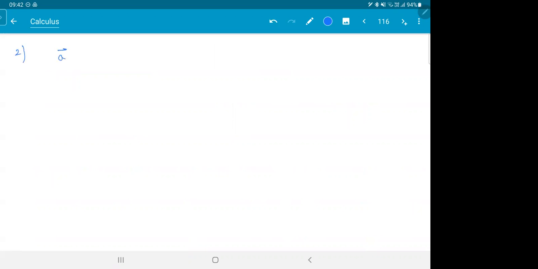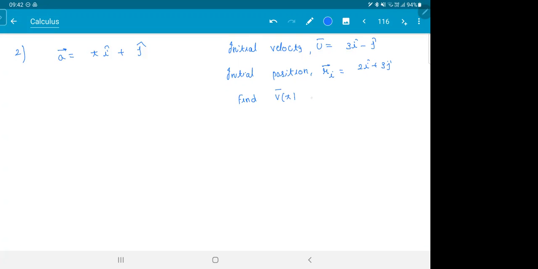How do you integrate a vector then? Suppose you have acceleration is t I cap plus j cap. Initial velocity u bar is 3I minus j. Initial position, see, whatever we have done before, we have to do the same thing. Only difference will be the vectors now. Initial position Ri is 2I plus 3j. Find velocity as function of time t and position vector as function of time t.